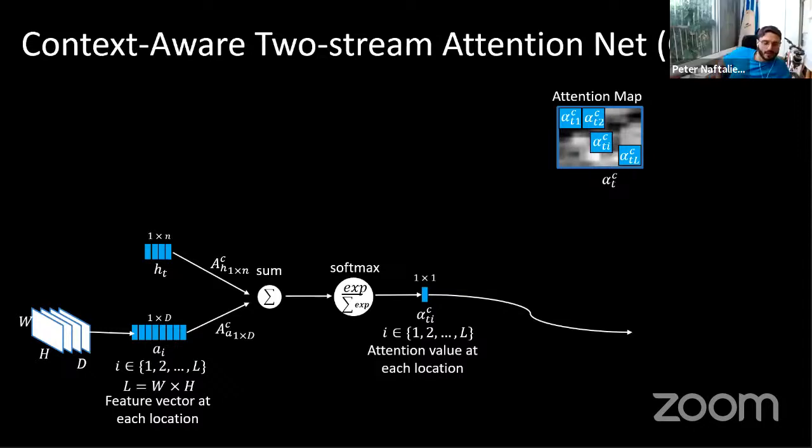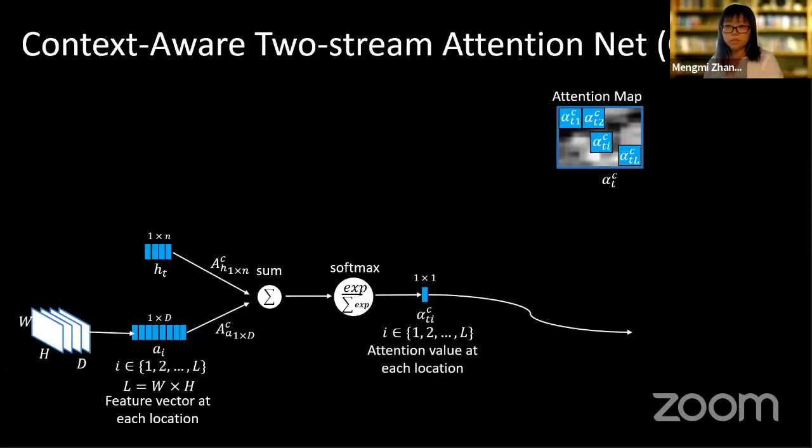But you have a 1 by D attention vector there, and you have an HT. That's correct. HT is a bias term. What is that for? Oh, that's the hidden state of the LSTM, because you wanted it to constantly shift its attention over time.